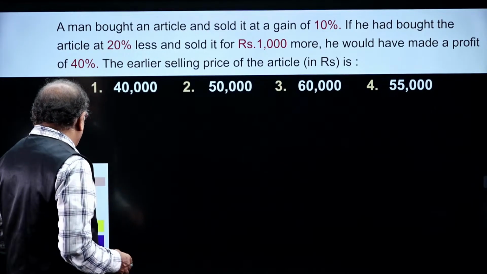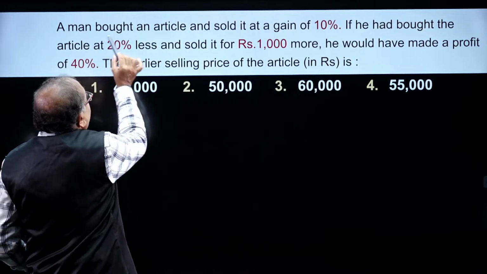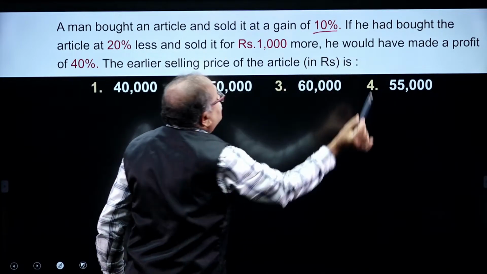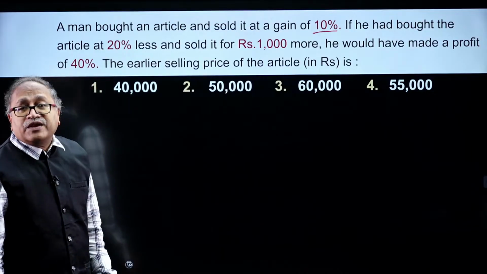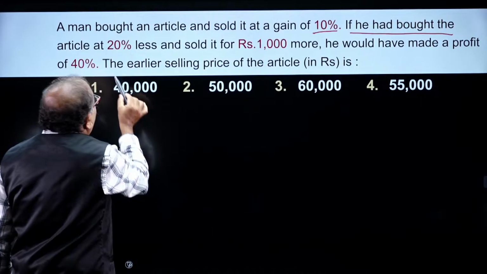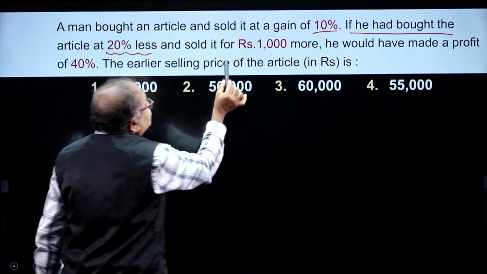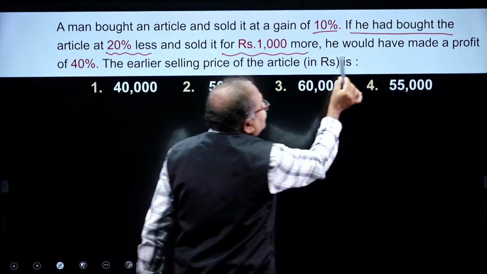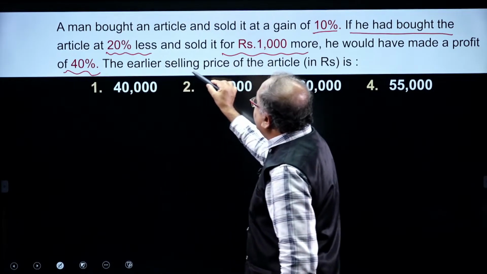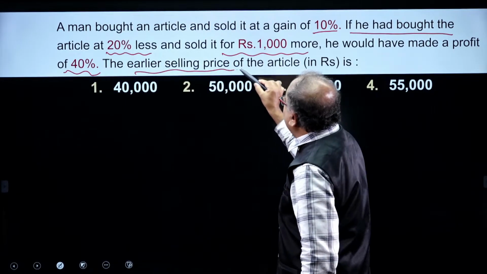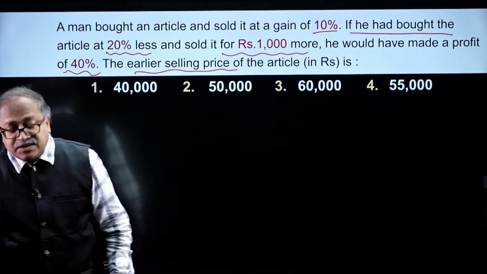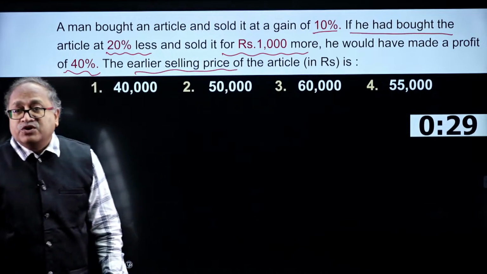Okay, I will read the question. A man bought an article and sold it at a gain of 10%. Now, if he had bought the article at 20% less and sold it for ₹1000 more, he would have made a profit of 40%. The earlier selling price of the article is? Try this, my dear friends. I will give 30 seconds for you to think about it.